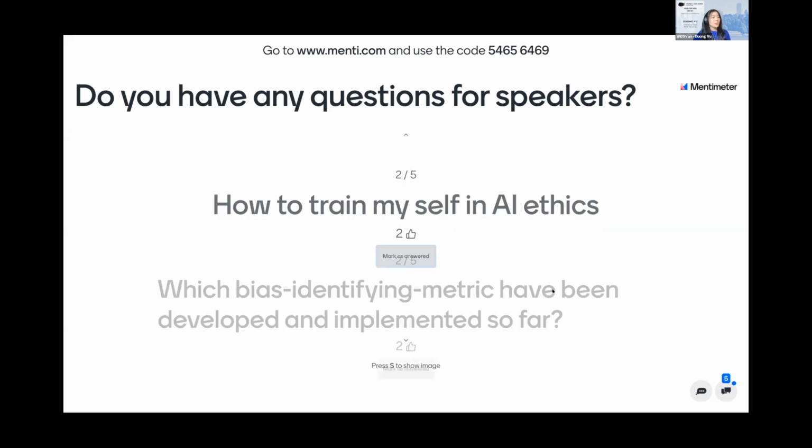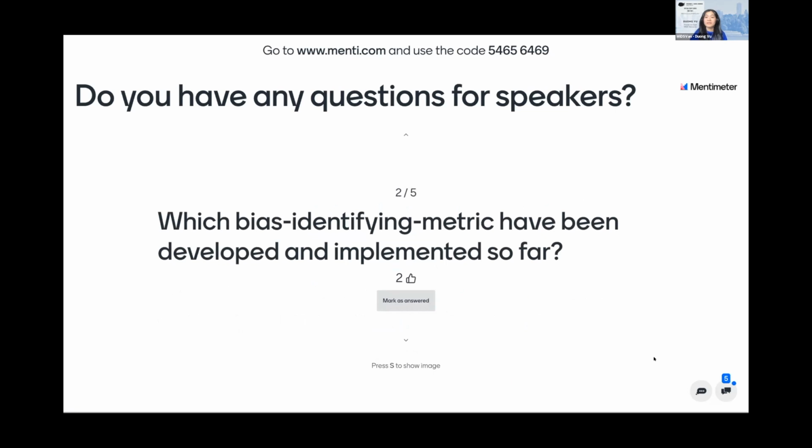On to the next question: which bias identifying metrics have been developed and implemented so far? Bias identifying metric, I'm not sure. What do you mean by this exactly? I think maybe the audience wants to know, for example, when you want to quantify bias, what kind of metrics have been developed and implemented so far.